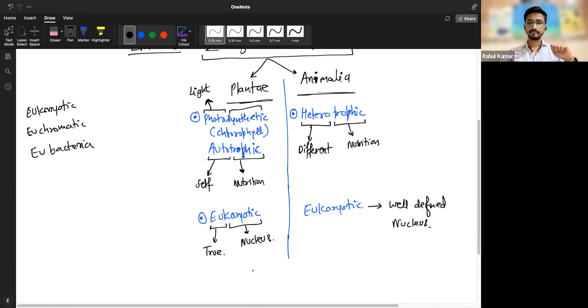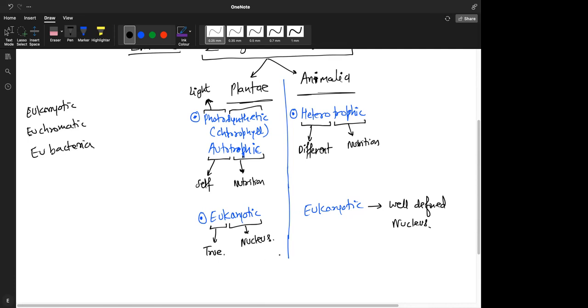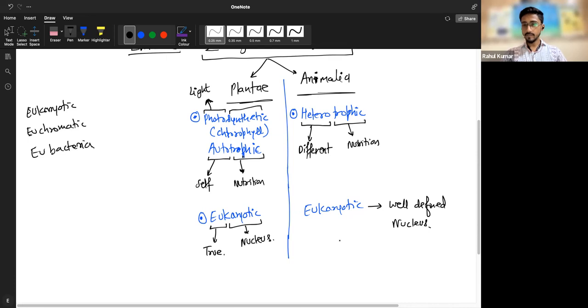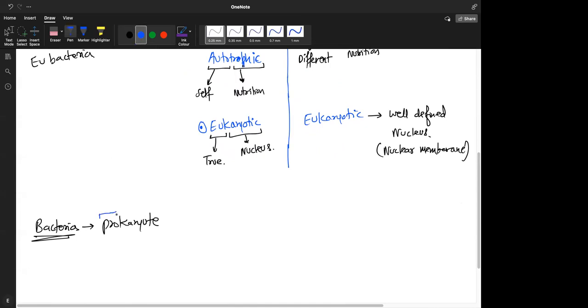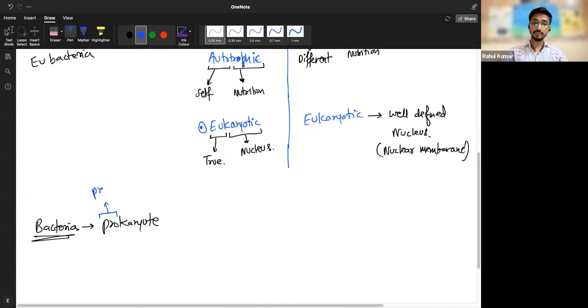Yes or no? Now, in this true nucleus, there is a nuclear membrane present. Well-defined nucleus, so nuclear membrane is present, both in plants and in animals. But later on, we found that there is something called bacteria. And bacteria is a prokaryote. Now, can you tell me what pro means? Does not have a well-defined nucleus. Yes, pro means primitive.